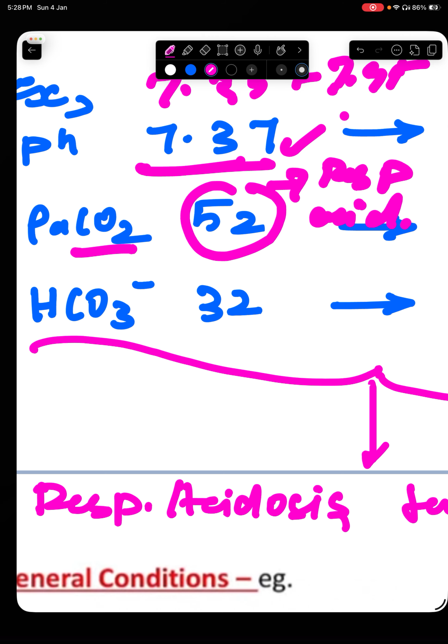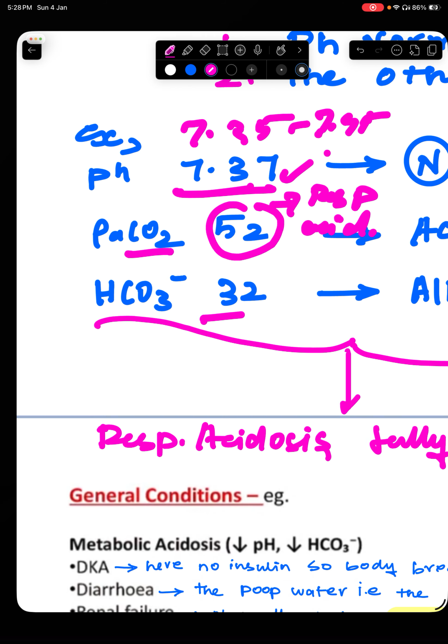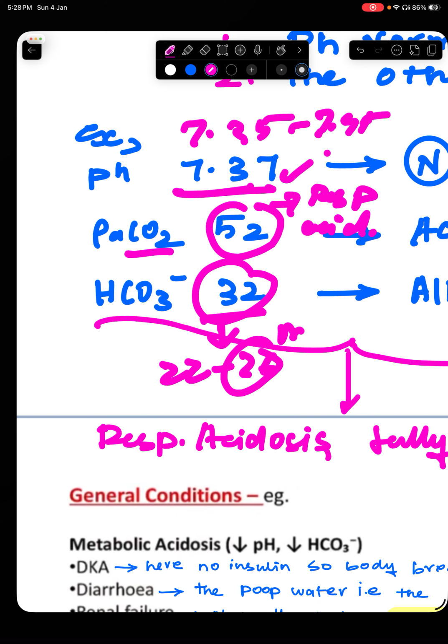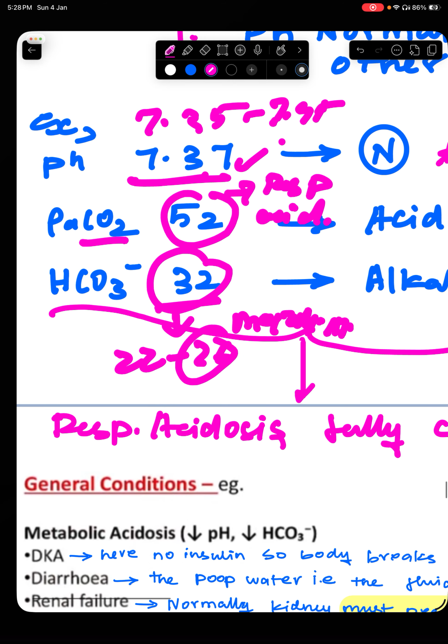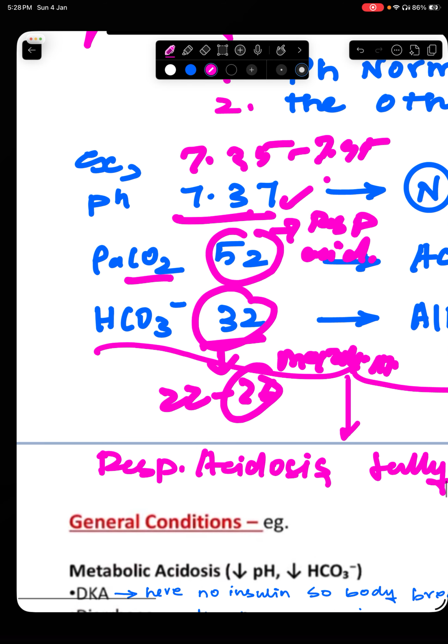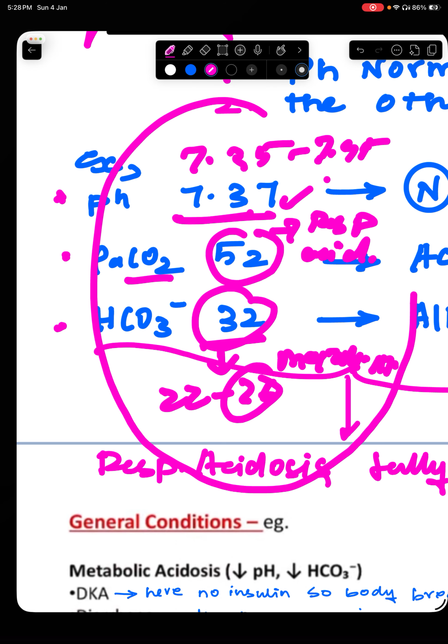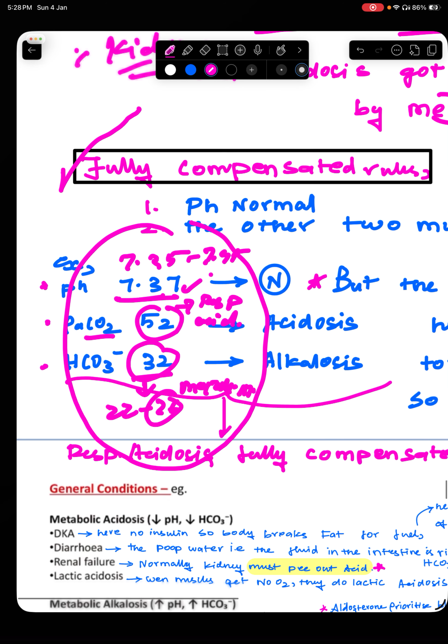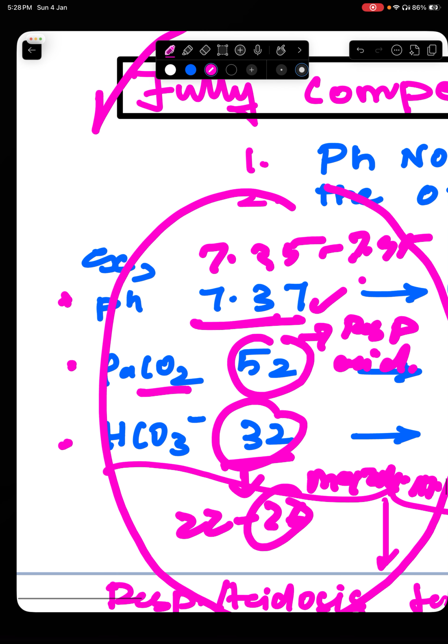Next is HCO3 minus. What is the normal value for HCO3? The normal value is 22 to 26. It is also increased, so it is metabolic alkalosis. With just these three values, this is our primary interpretation. Okay guys, the primary interpretation: the pH is 7.37, which is normal, because the normal pH value is 7.35 to 7.45.